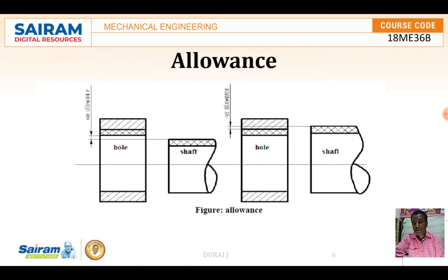And then comes the two types of allowance they will be providing. The gap exists between shaft and hole over here. Here the shaft size is more than the hole size, so this will be the negative allowance. Here the shaft size is less than the hole size, so this will be the positive allowance. The gap exists means that is the positive allowance, the gap does not exist means that is the negative allowance.